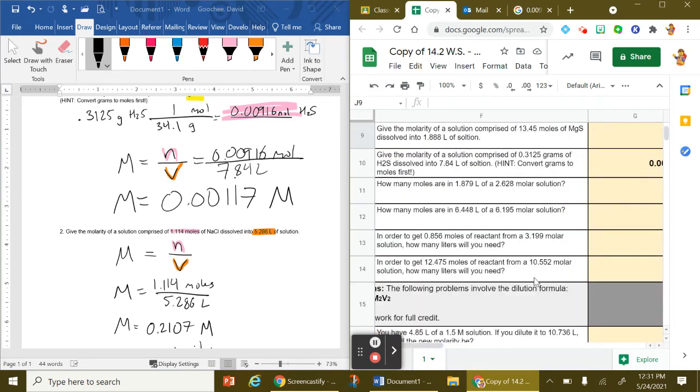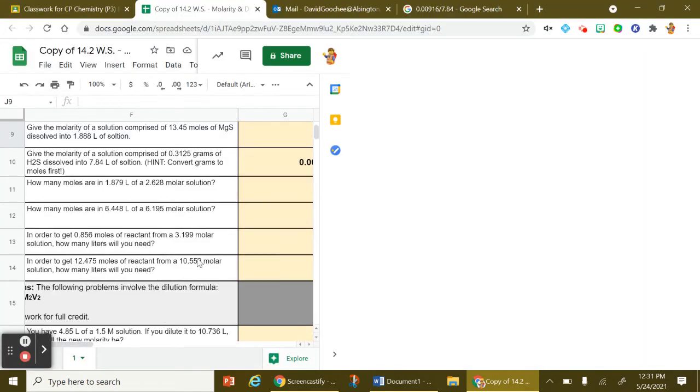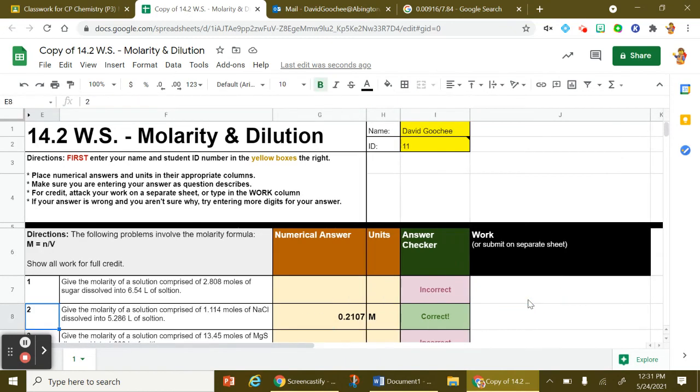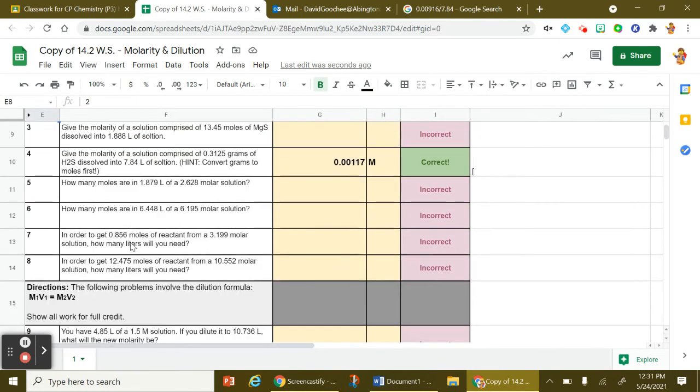Okay, but let's take a look now at the next one. What is this, number 10 or number 8? Let's see. Here we go. So number 6. How many moles are in 6.448 liters of a 6.195 molar solution?